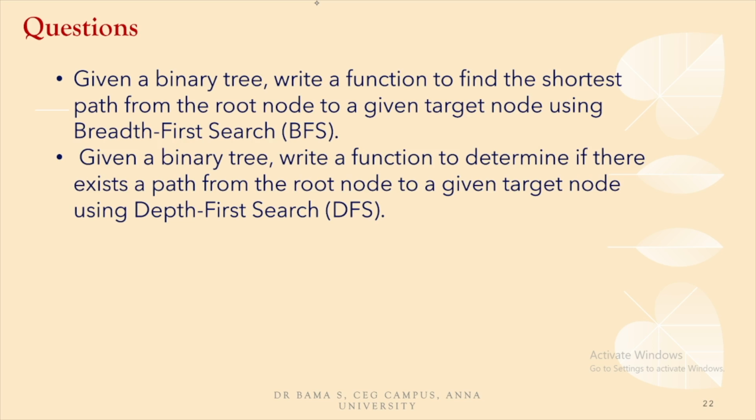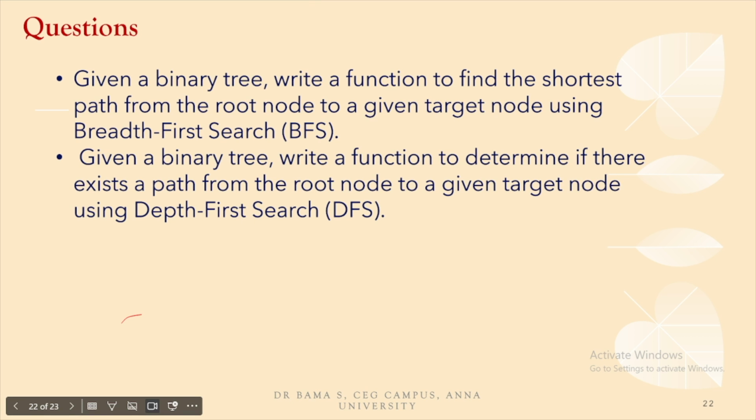So, in this part of the series we have seen DFS, and before we close, there is a question: given a binary tree, write a function to find the shortest path from the root node to a given target node using BFS, and you can write a similar function in Python for DFS. Try to implement both these functions on your machine in any language possible. We will discuss that function in the next class.